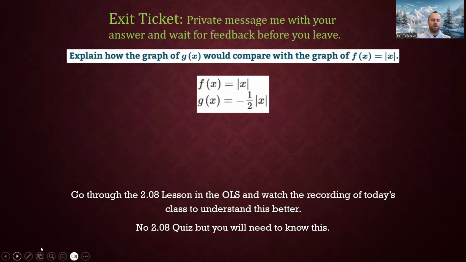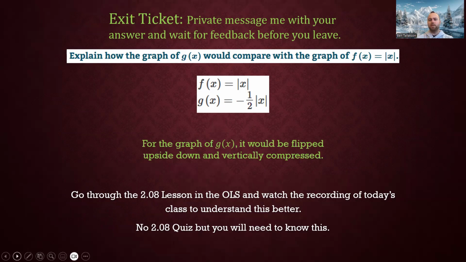And I have one more question for you today as an exit ticket. Explain how the graph of g of x, that function you see there, would compare to the graph of f of x. Hopefully you notice there are two things happening. So the graph of g of x would be flipped upside down because of the negative sign and vertically compressed because a is between 0 and 1. We can clearly see it's 1/2. And that's all I got for you today.